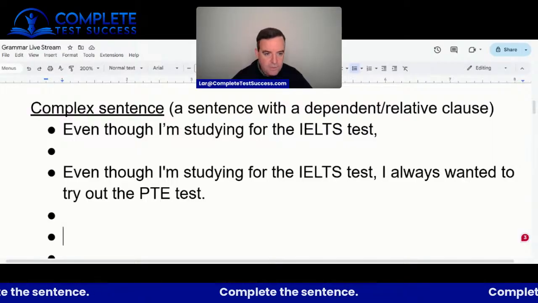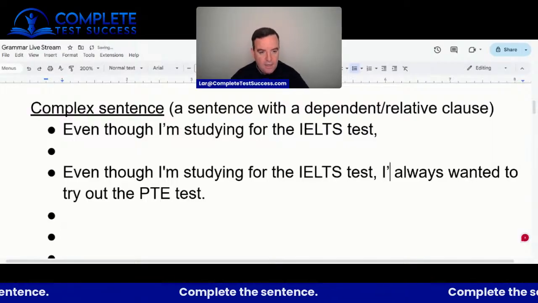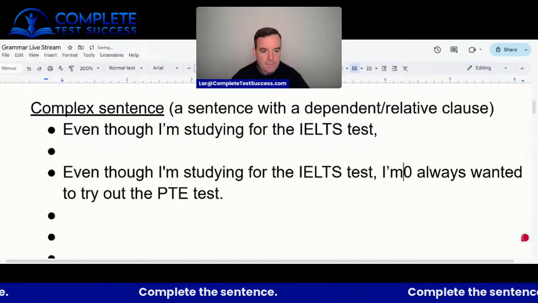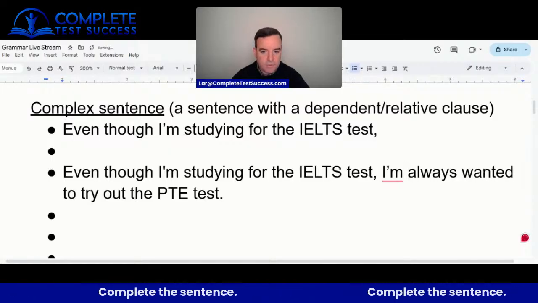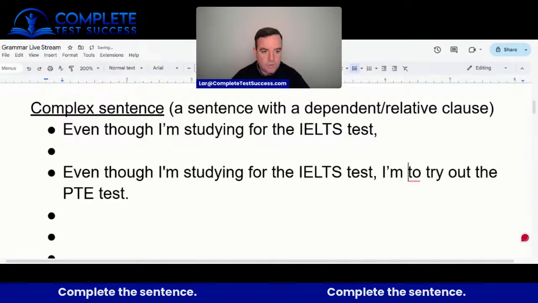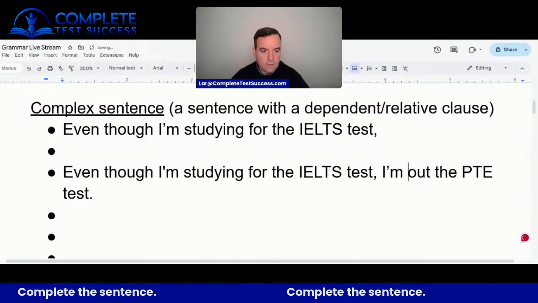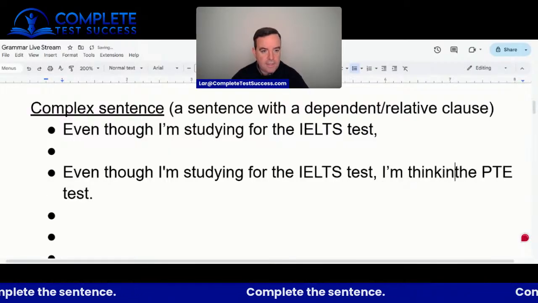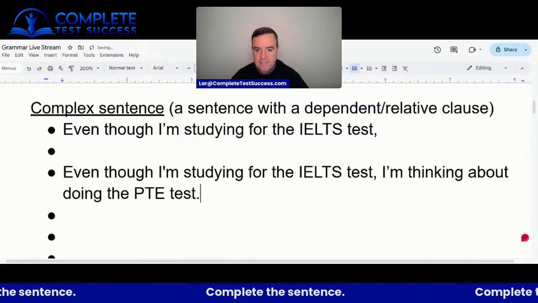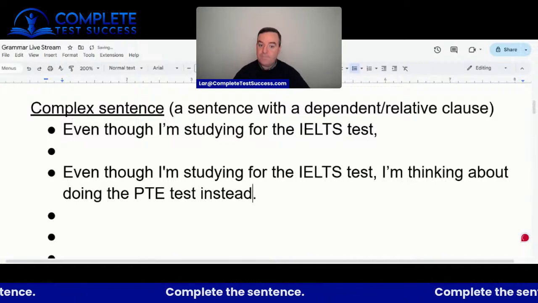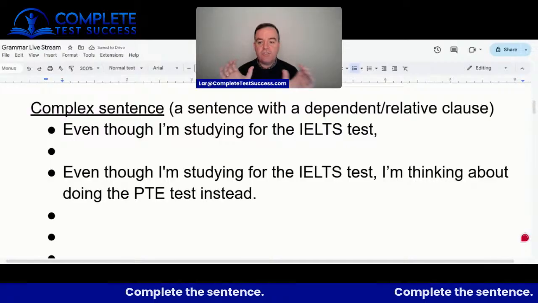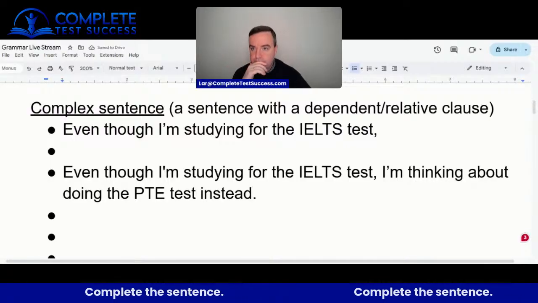So even though I'm studying for the IELTS test, let's say I'm thinking about doing the PTE test instead, like that. And now we see more of a contrast with the words even though.